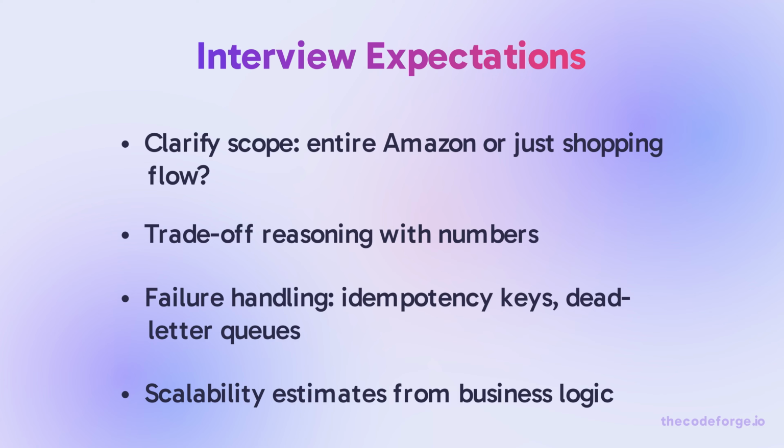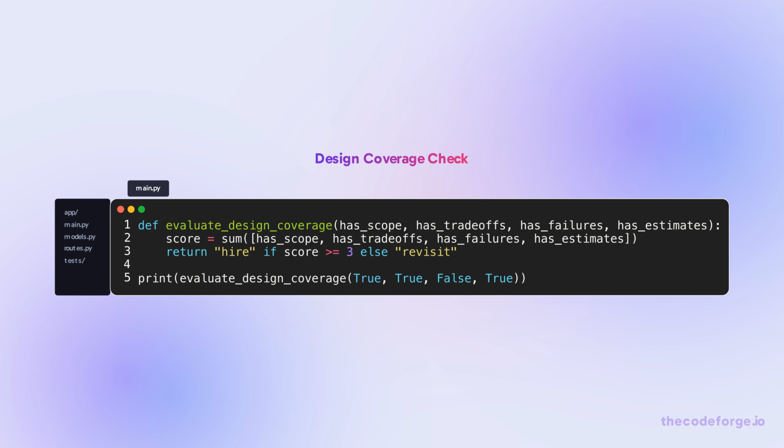Let's run through some common interview questions. Clarify scope, entire Amazon or just the shopping flow, trade-off reasoning with numbers, failure handling, idempotency keys, dead letter queues, scalability estimates from business logic. This function checks if your design covers the 4 evaluation axes. Candidates who skip failure scenarios often get re-interviewed. Always dedicate time to what breaks and how we recover.